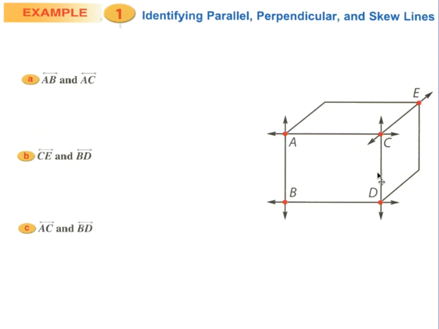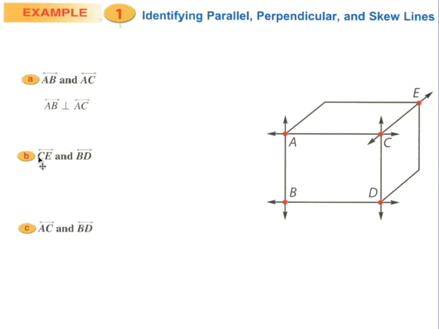Here it looks like a cube, or rather a rectangular prism. What does it say? Identifying parallel, perpendicular, and skew lines. So AB and AC. It's asking about AB and AC. If this is a rectangular prism, I can say the angle here is 90 degrees, a right angle. So AB and AC will be perpendicular. This symbol here is the sign of perpendicular.